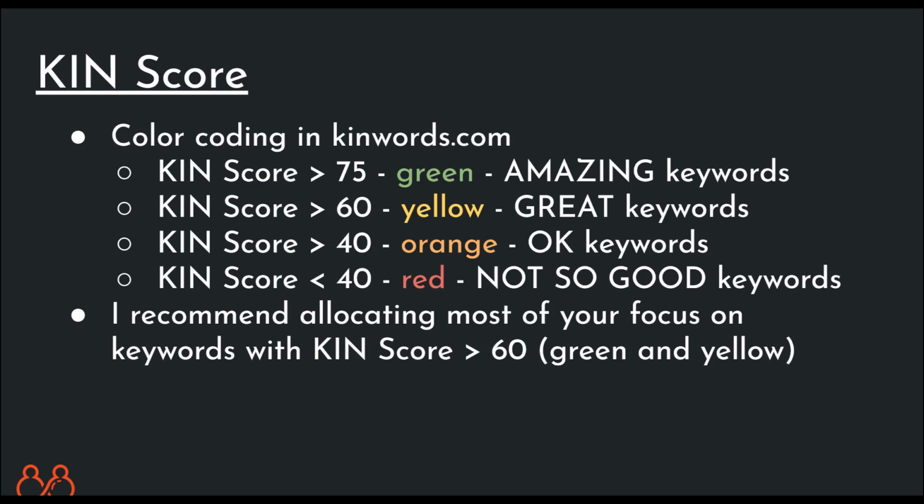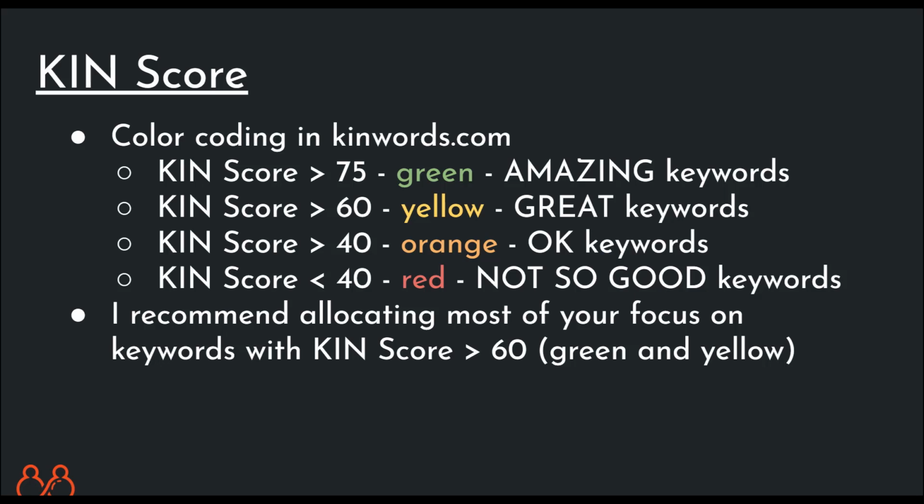In terms of color coding, the kin score is green if it's above 75, and those are amazing keywords. Any keyword with kin score higher than 75 means that it's both related and it has a high sales potential. So kin score higher than 75, amazing keywords. Kin score higher than 60, those are going to be your yellow keywords. Those are still great keywords to use both in your PPC campaigns, in your ranking campaigns, to include in your title or at least in your bullet points.